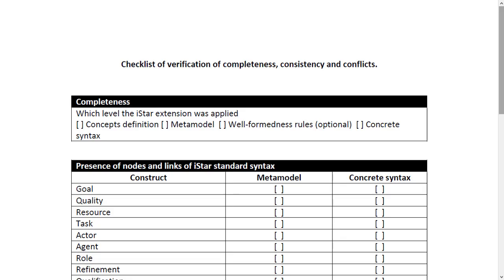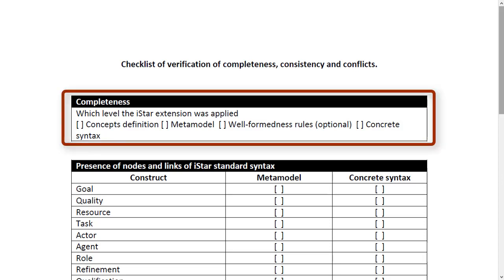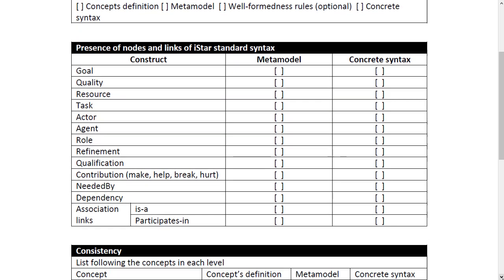The checklist for verification of problems is used to verify completeness, consistency, and conflicts. The completeness section checks if the meaning of the concepts was defined, if the extension was applied to the iStar metamodel, if validation rules were created, this item is optional, and if the extension was represented in the concrete syntax.